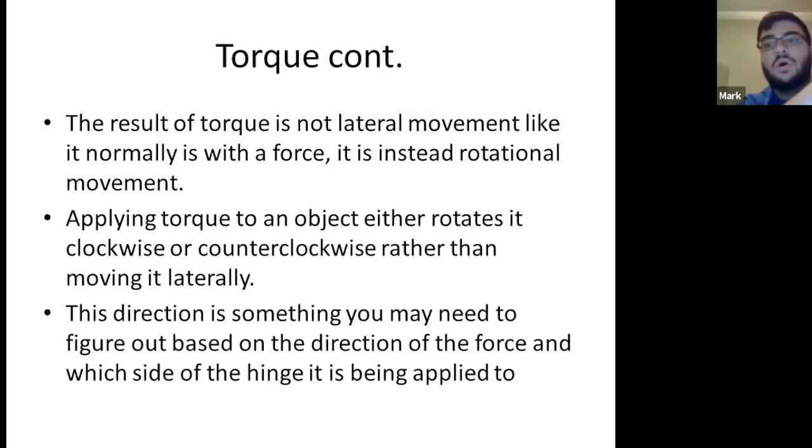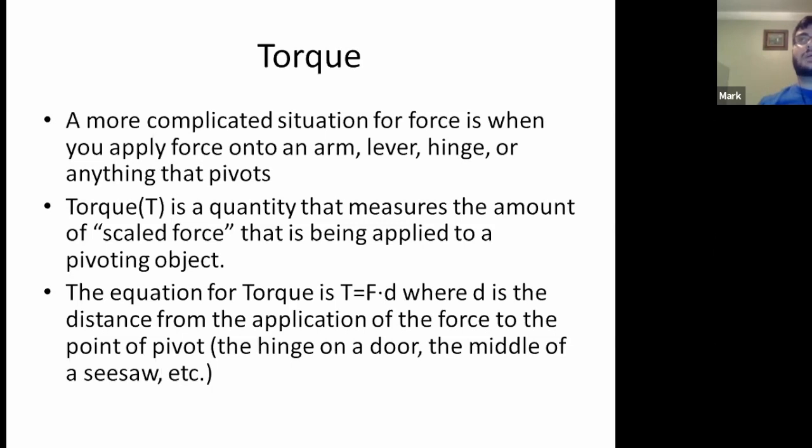The closer you are to the point of pivot, and the closer the force you're applying is to the point of pivot, the less actual scaled force is being applied. This is what I was getting at before. If you think about a door, if you try to push right where the hinge is, it's really hard to open the door. If you push all the way on the edge where the knob is, it's very easy because you're very far away from the point of pivot. If you're very close to the point of pivot, it's hard. You need to apply way more force to get the same torque. Whereas if you're far away, it's much easier.